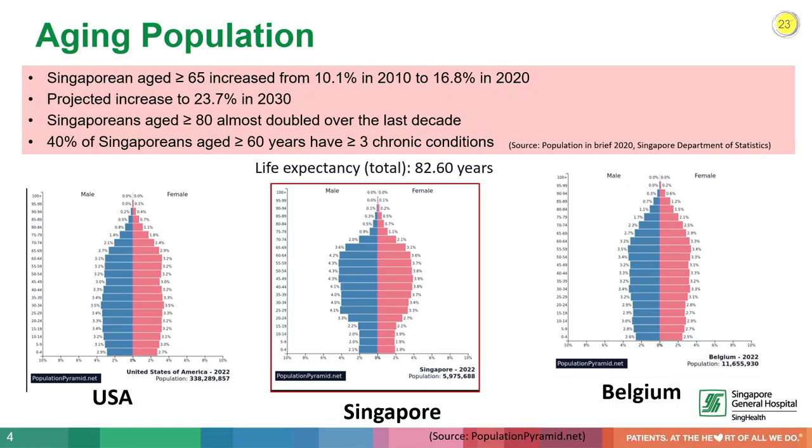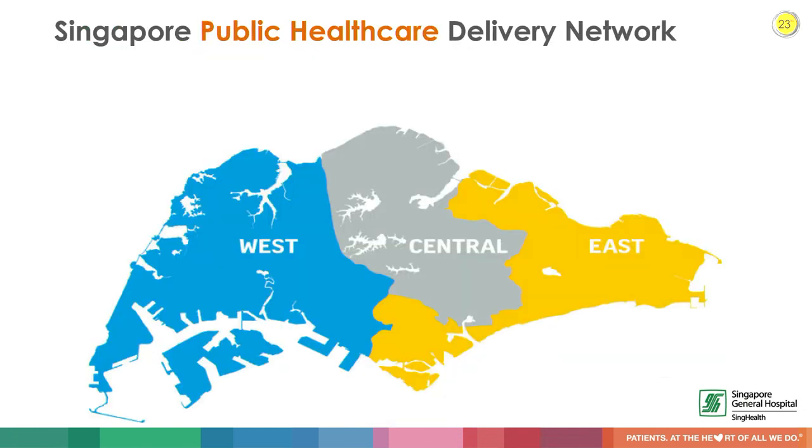As Dr. Colin previously shared during the plenary conference, Singapore is really facing the critical issue of an aging population in view of our high life expectancy as well as low fertility rate. The Singapore healthcare system is really facing a high prevalence of residents with chronic diseases.